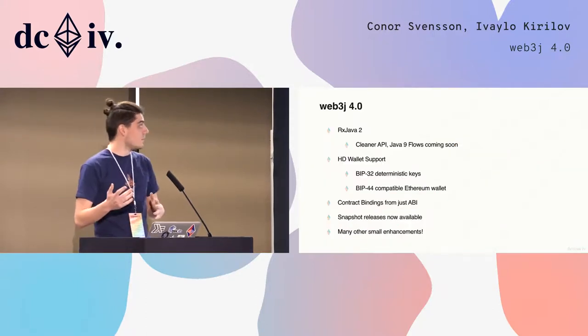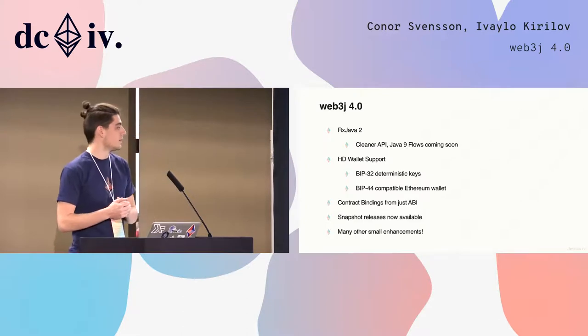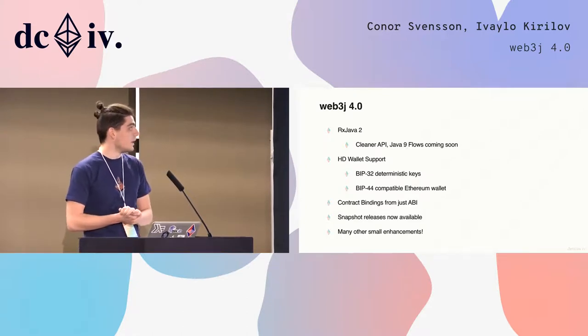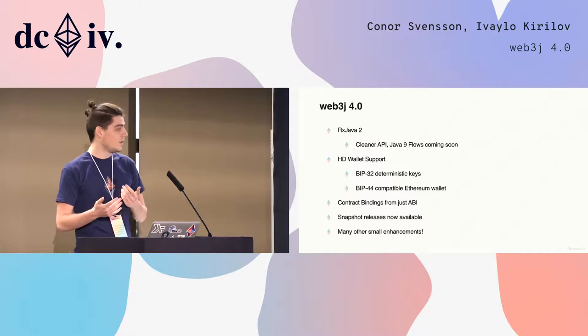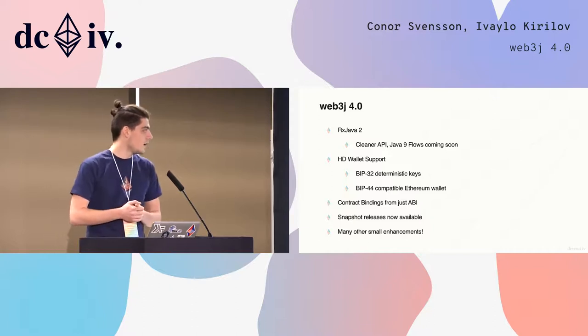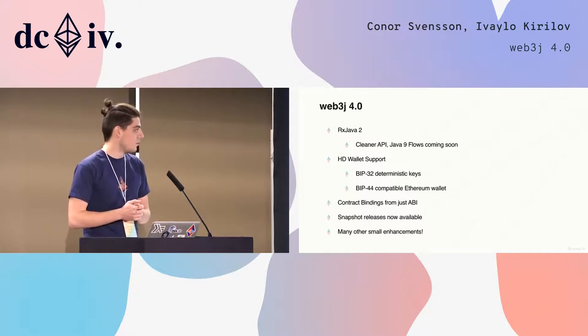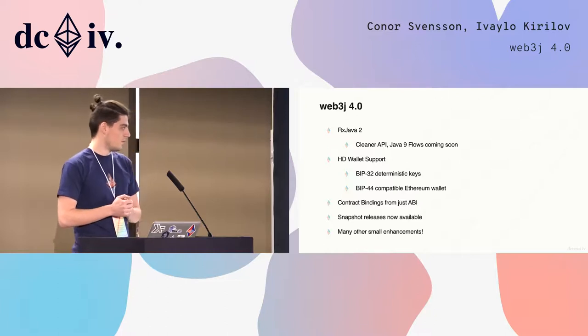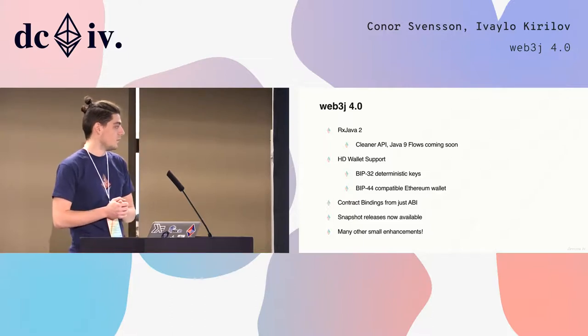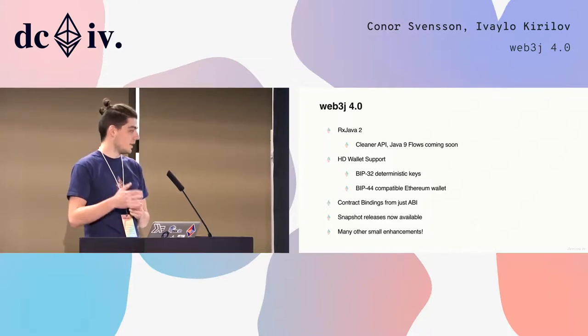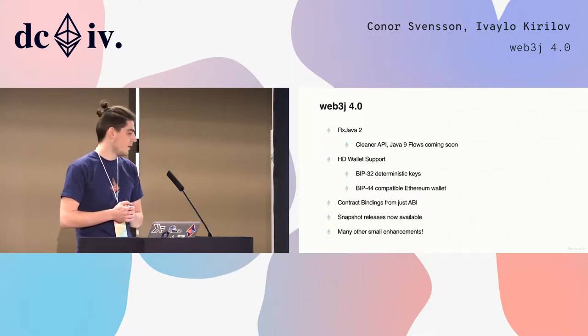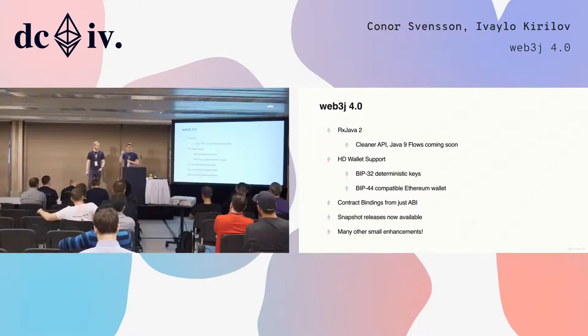And yeah, we released Web3j 4.0, really excited about it. Some of the main things that we've updated is now we're using RxJava 2, the Flowable API. We have HD wallet support, BIP32 and BIP44 standards were implemented. And another main thing is we've got snapshot releases that are now available so that you can stay more current with what we're doing. I'll hand back over to Conor to wrap up.